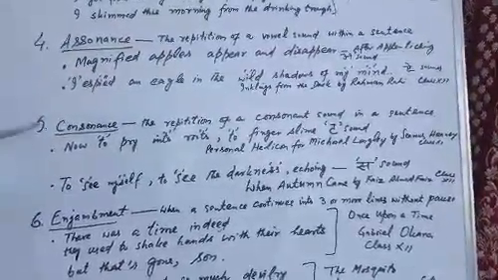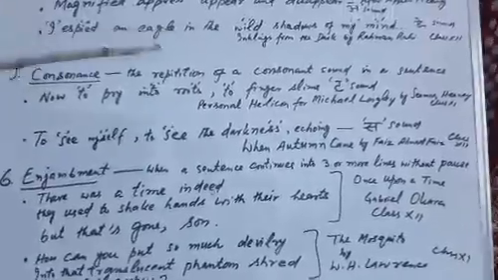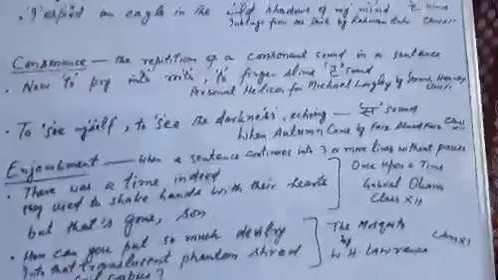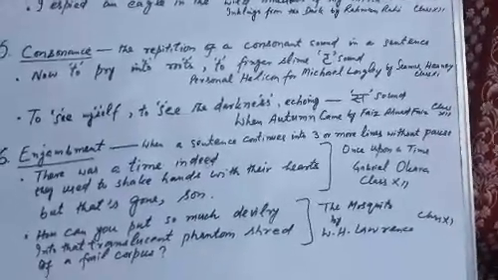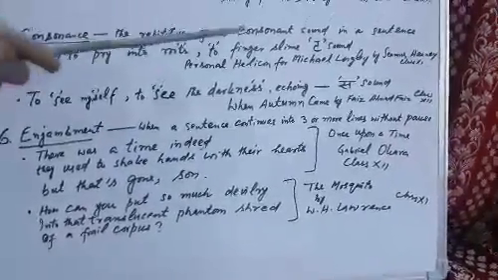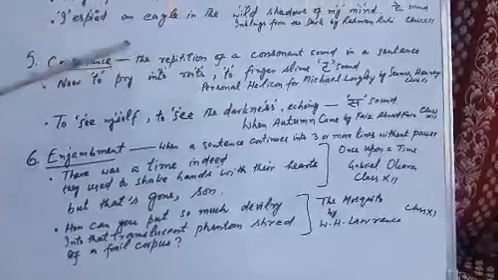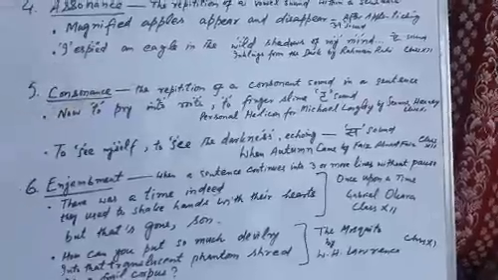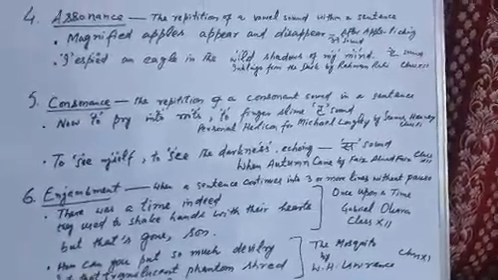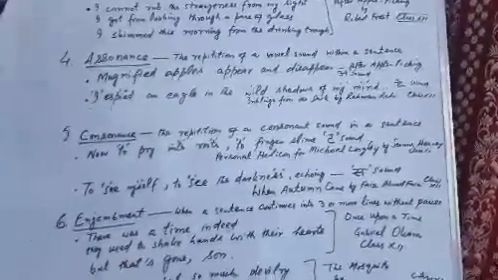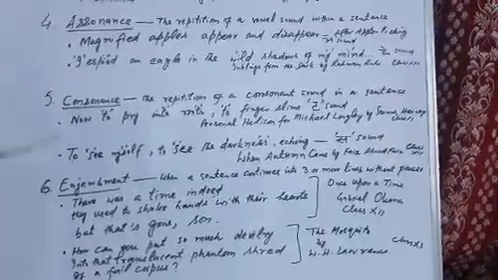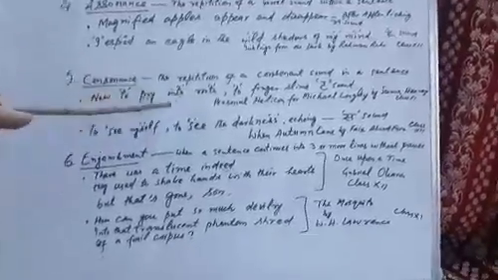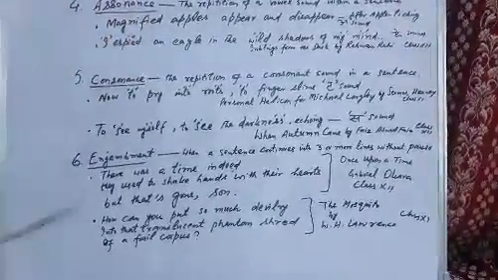Number 5 is consonance. Consonance is the repetition of a consonant sound in a sentence. This is opposite to assonance. Assonance is the repetition of vowel sound, and consonance is the repetition of a consonant sound in a sentence. Now, alliteration is also the repetition of a consonant sound, but in alliteration the consonant sound must be at the start of two or more words, whereas in consonance, the consonant sound can be at the start or in the middle of the word.